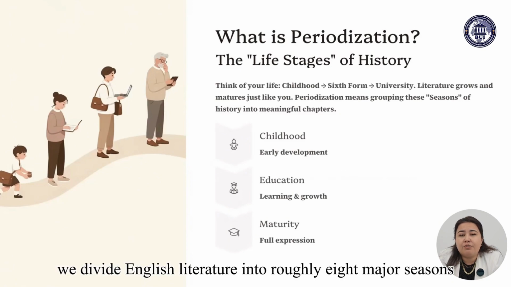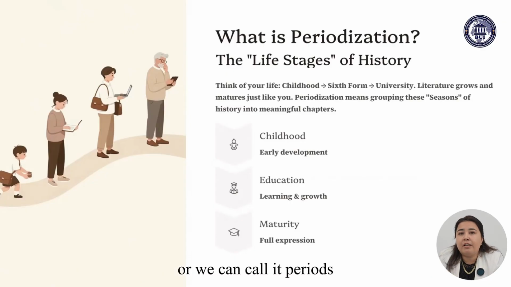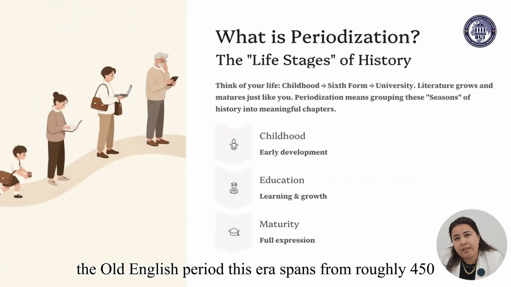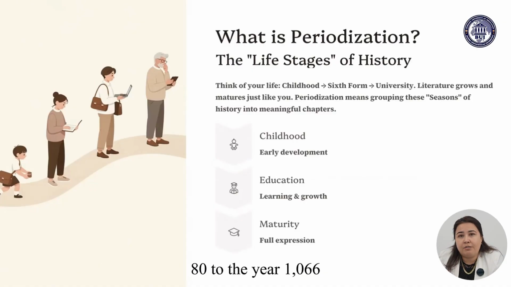We divide English literature into roughly 8 major seasons, or we can call them periods. Today, we focus on season 1, the Old English period. This era spans from roughly 450 AD to the year 1066.